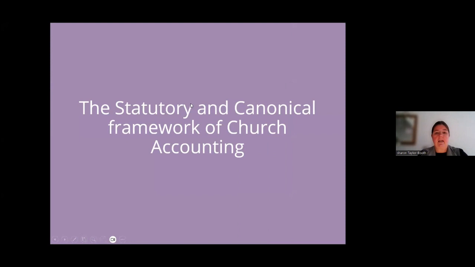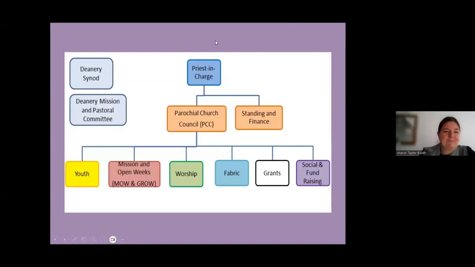So the statutory and canonical, dear me, framework of church accounting. Jenny, you're going to have to give me a masterclass on that later, okay? On canonical. Canonical. It took me 5 years to say ecclesiastical.